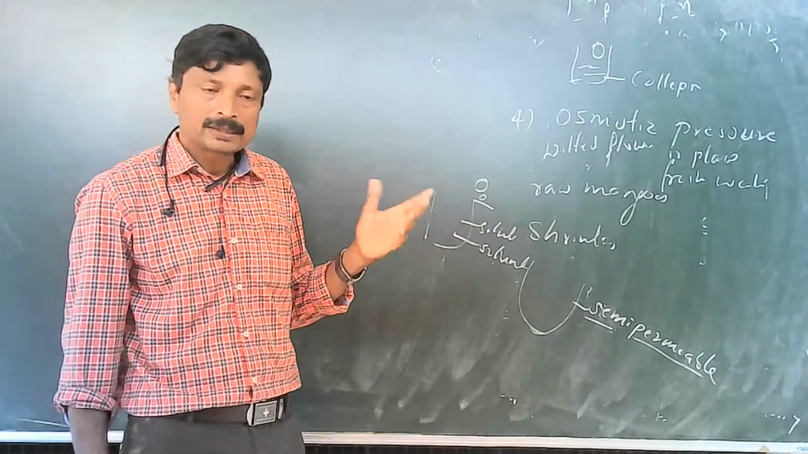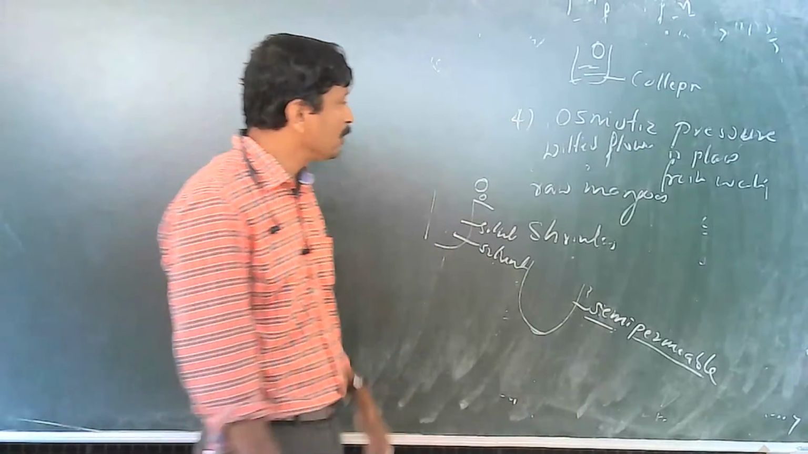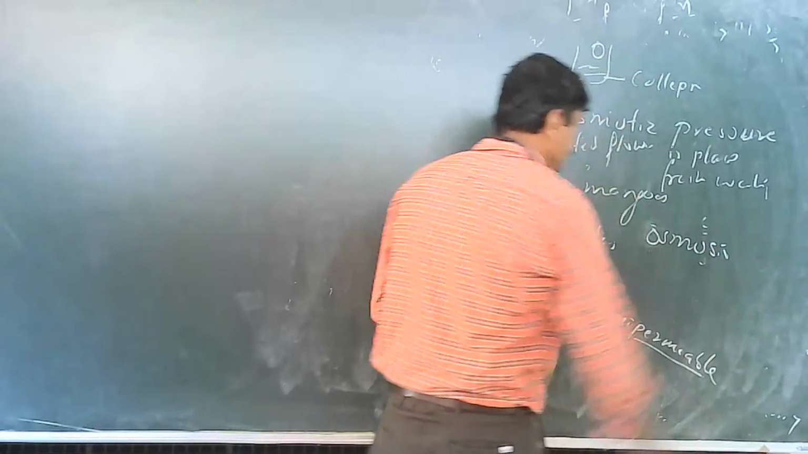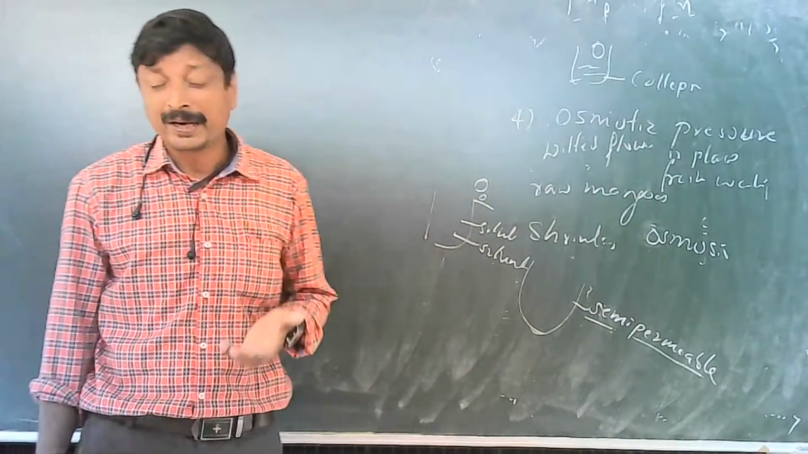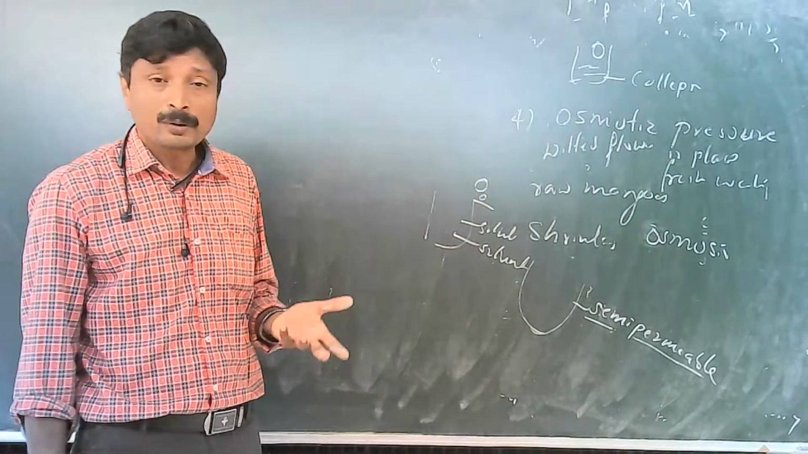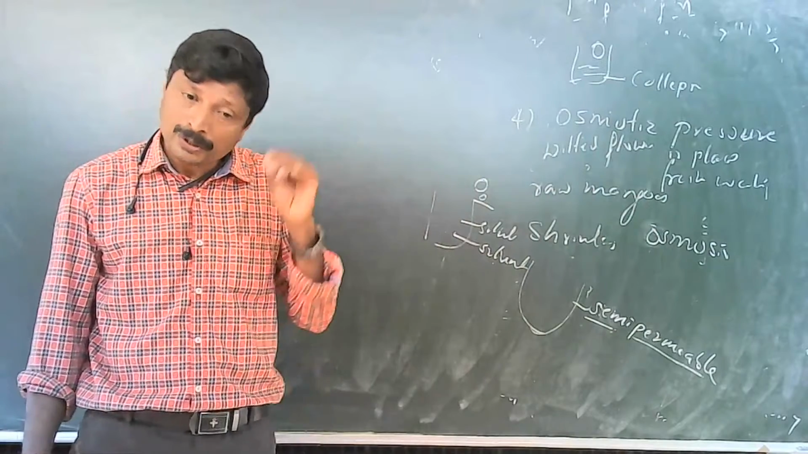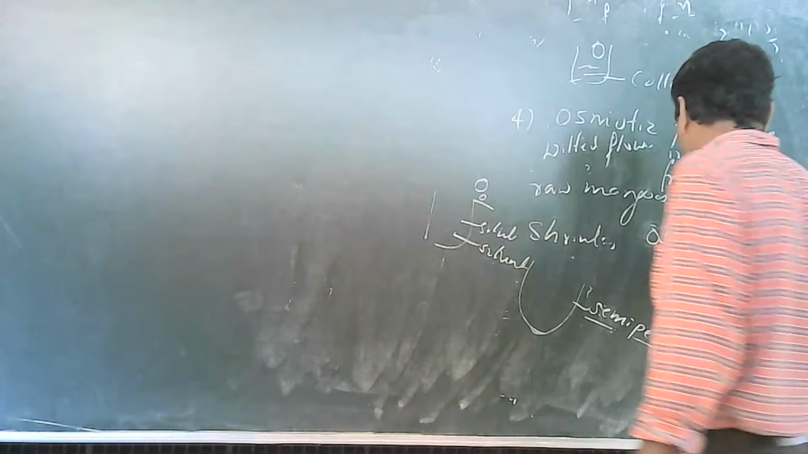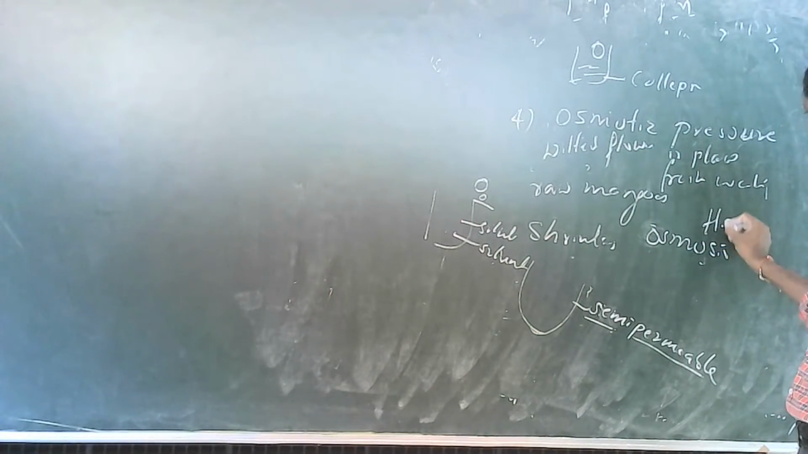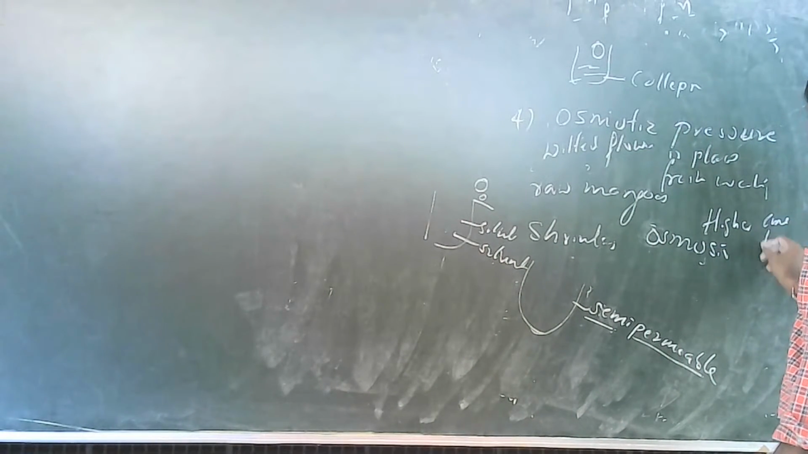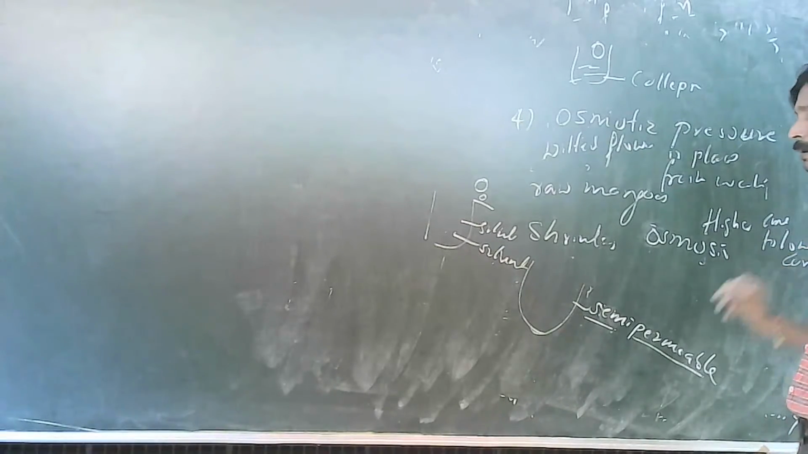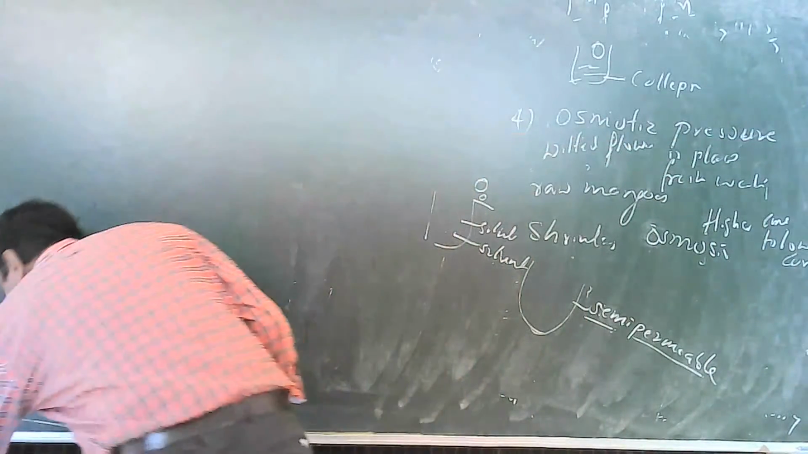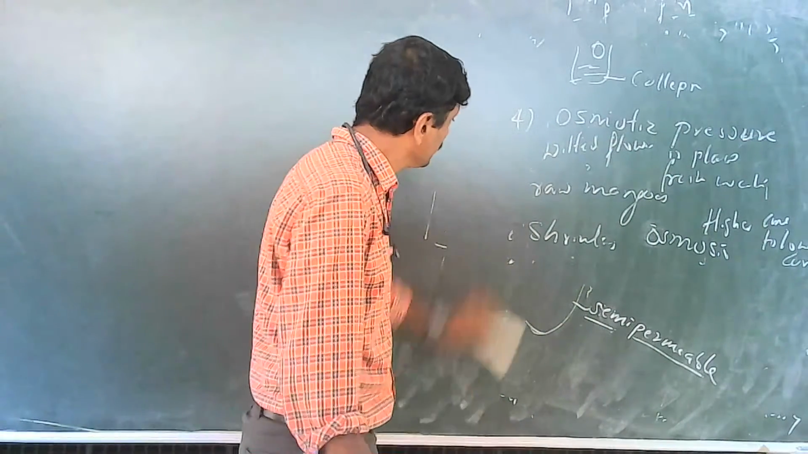In biology, last year you studied the process called osmosis. Osmosis is the flow of solvent particles from higher concentration to lower concentration through the semipermeable membrane. Remember it. But they are defining osmosis in terms of solvent, whereas we are defining osmosis in terms of solute.